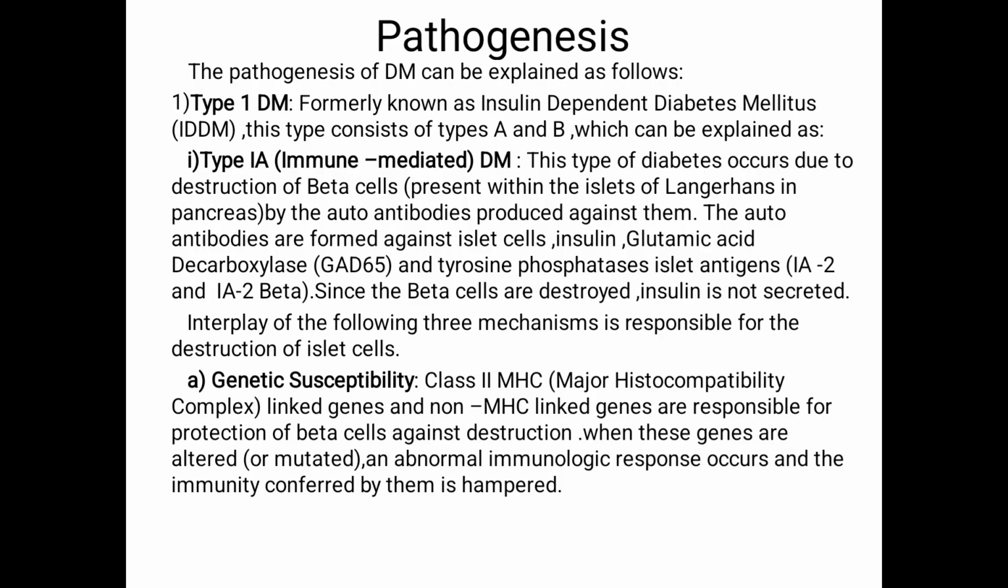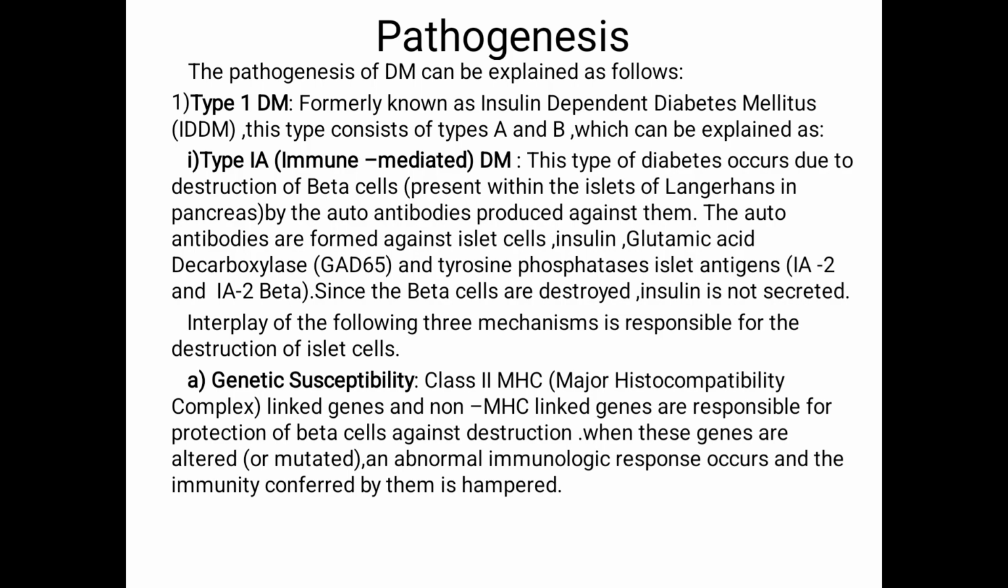The autoantibodies are formed against islet cells and insulin, glutamic acid decarboxylase and tyrosine phosphatase islet antigens. Since the beta cells are destroyed, insulin is not secreted. Interplay of the following three mechanisms is responsible for the destruction of islet cells.